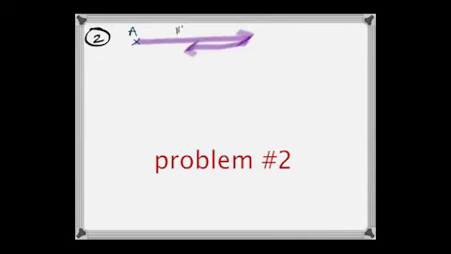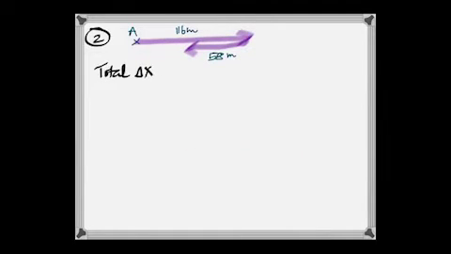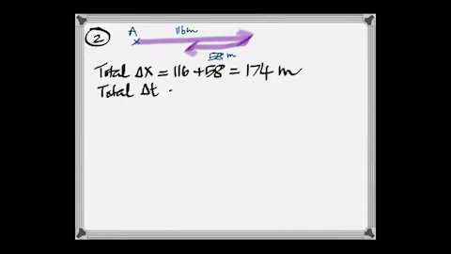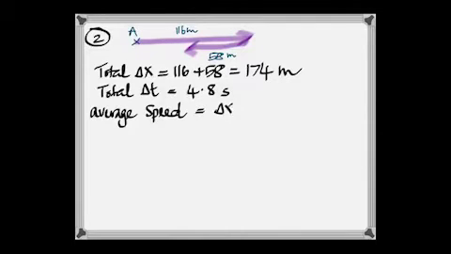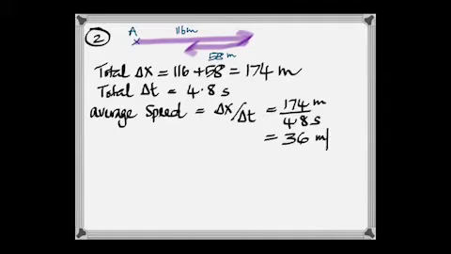I tried to draw. Isn't that what the horse did? 116 meters to that side and back again by 58 meters. So the total distance is 116 plus 58. Correct? Yes. That gives you 174 meters, and the time taken was 4.8. So the average speed is that distance, which is 174 divided by 4.8, gives you 36 meters per second.